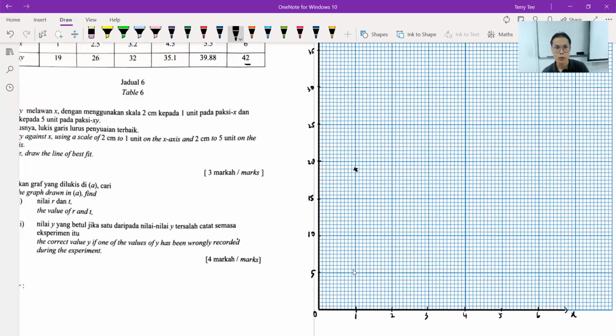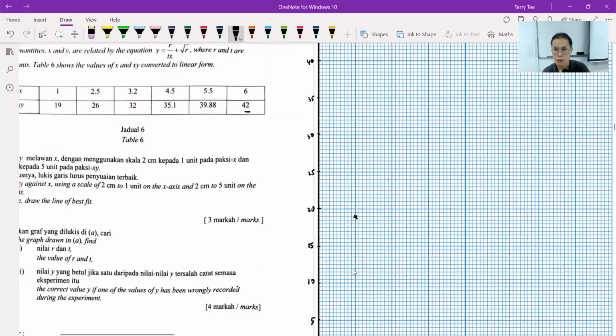Okay, 2 and 26 will be here. Remember, the scale is 1 is to 5. One big box is to 5. One small box is 0.5. So if it's 26, you have to read 2 boxes up. Next, 3.2 and 32. 3.2 is here. For 32, you need to go 4 boxes up over here.